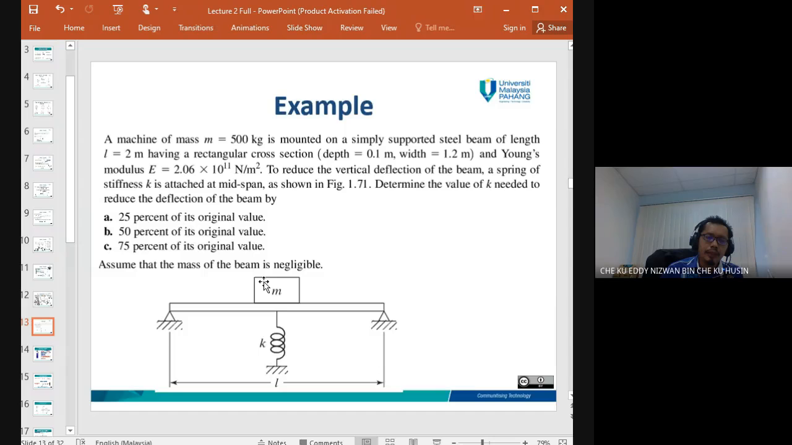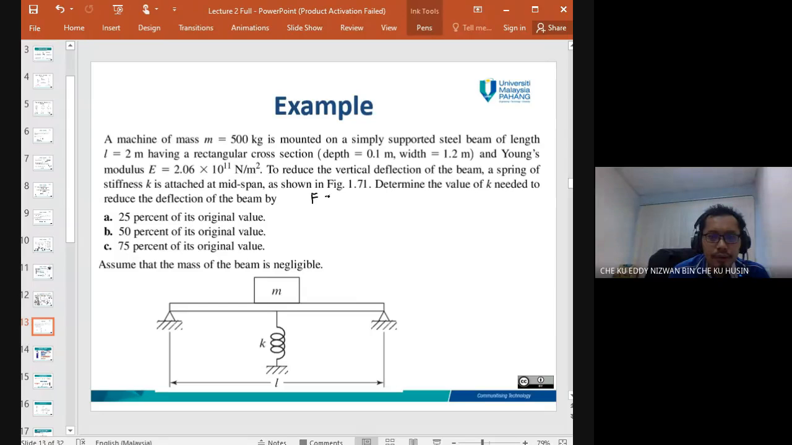So now we have to determine the value of K to reduce the deflection based on the requirement in the question: 25%, 50%, and 75%. For this case, we have to know that this is a simply supported beam. First, we want to calculate the actual deflection. The stiffness is only related with Hooke's law.